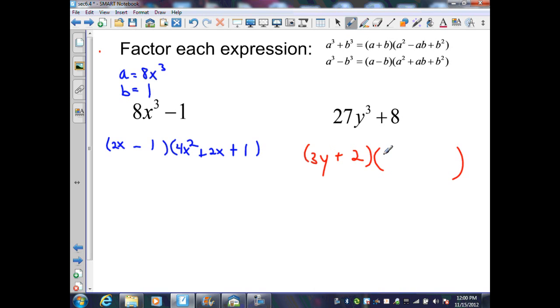My first term of the trinomial is A squared. My A is 3y. Therefore, when I square that, that's 9y squared. My middle term is A times B. Therefore, 3y times 2 is 6y. And that's a minus. And my last term is B squared. B is 2. B squared is 4. And that would be a plus sign. And if I would distribute each term through the trinomial and simplify it, I would end up with my original polynomial, 27y cubed plus 8.